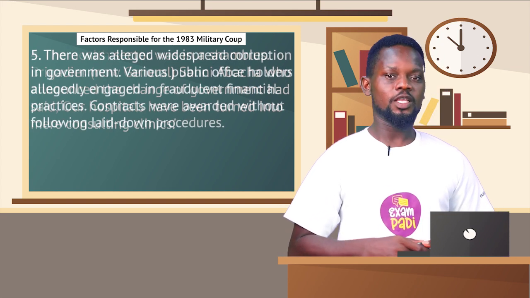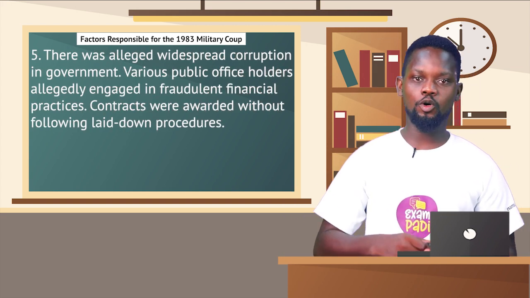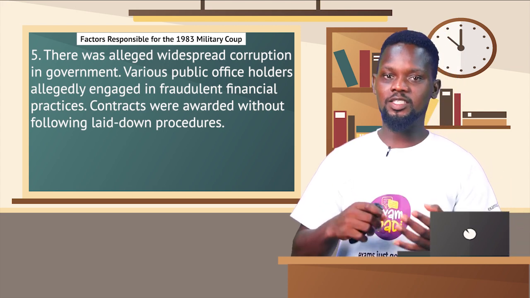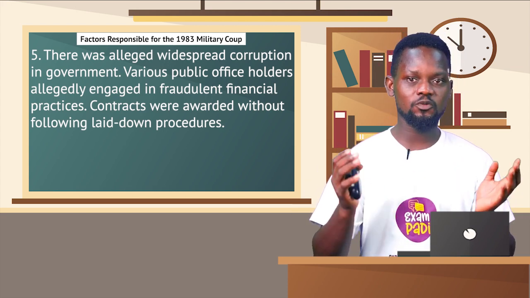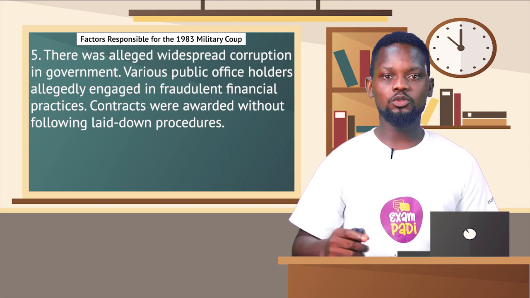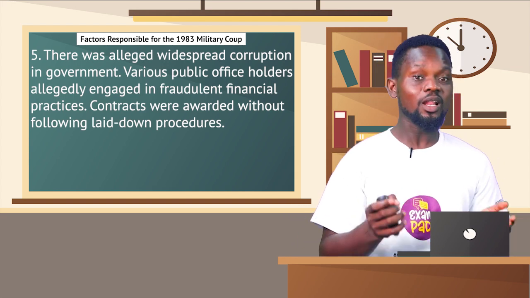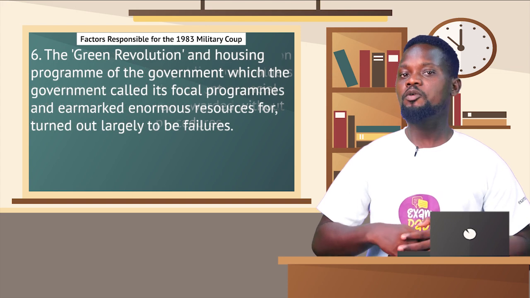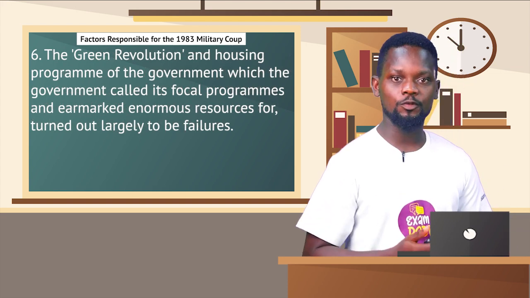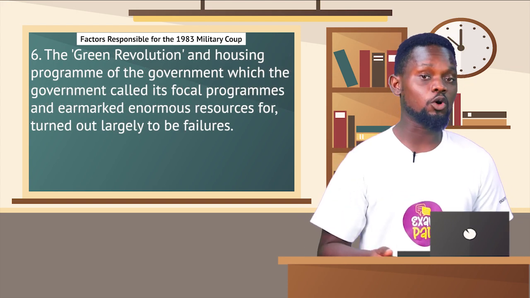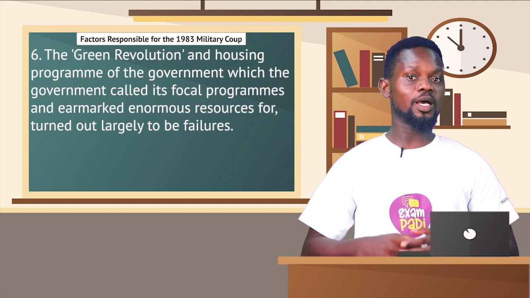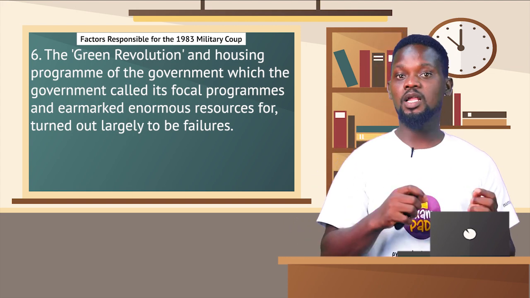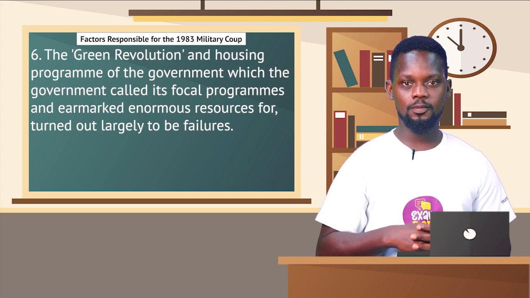Number 5, there was alleged widespread corruption in government. Various public office holders allegedly engaged in fraudulent financial practices. Contracts were awarded without following laid-down procedures. Number 6, the Green Revolution and housing program of the government, which the government called its focal programs and earmarked enormous resources for, turned out largely to be failures.